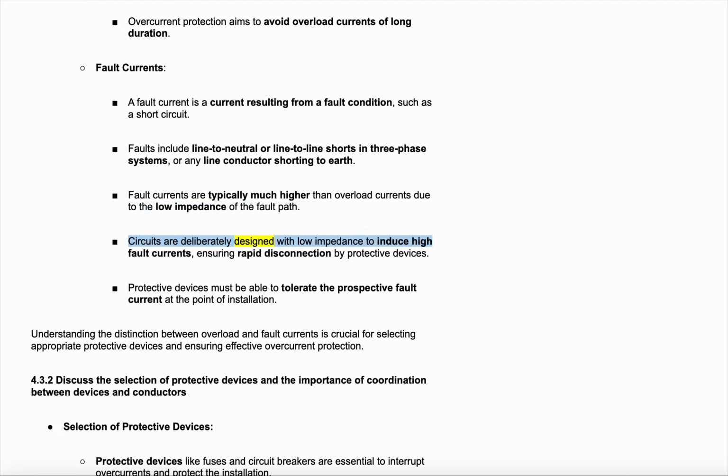Circuits are deliberately designed with low impedance to induce high fault currents, ensuring rapid disconnection by protective devices. Protective devices must be able to tolerate the prospective fault current at the point of installation. Understanding the distinction between overload and fault currents is crucial for selecting appropriate protective devices and ensuring effective overcurrent protection.